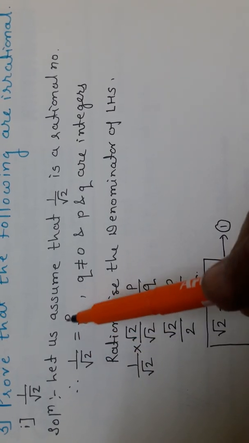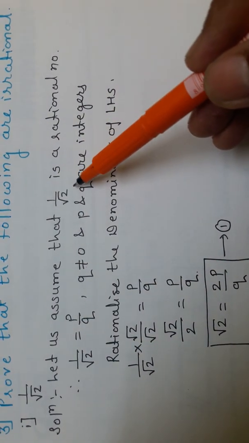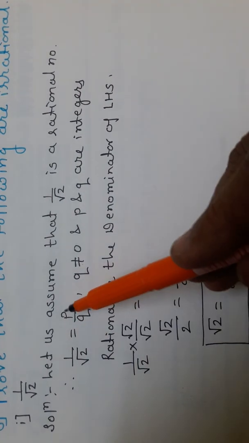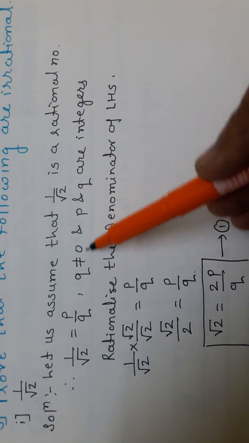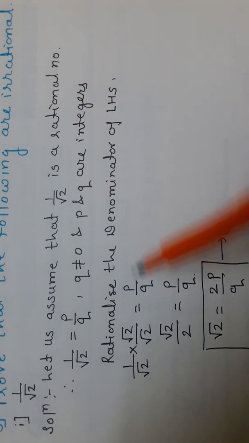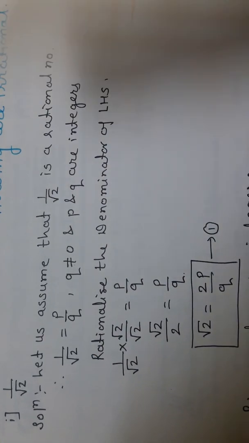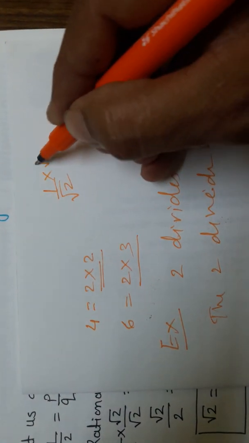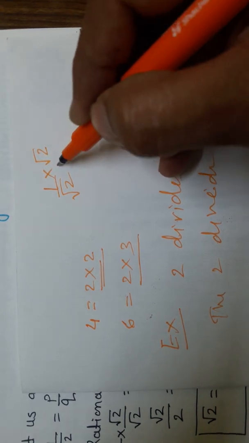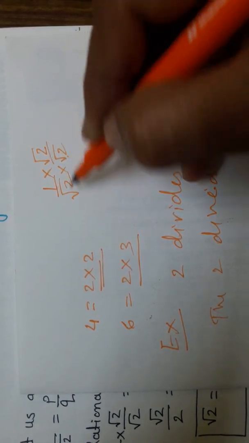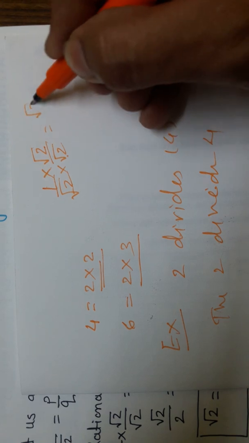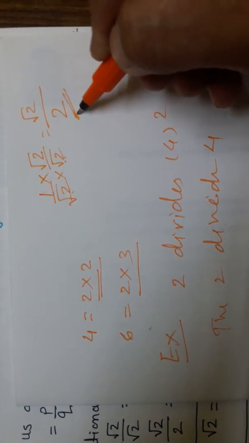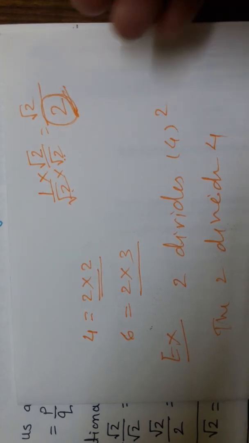So, let us assume that 1 by root 2 is a rational number. We will write this number as p by q, q is not equal to 0, p and q are integers. Now, last year we had learned about rationalizing the denominator. For that, we multiply numerator and denominator by root 2. So, 1 into root 2 means root 2, and root 2 into root 2 is nothing but 2. That's why the denominator becomes a rational number.